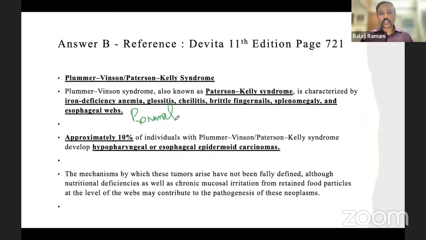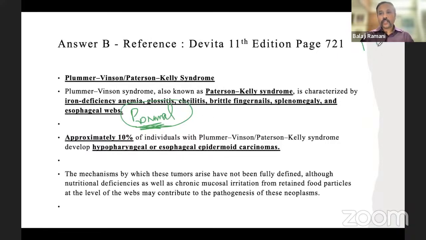One question that is usually asked is whether the development of carcinoma is going to be proximal to the web. This is the answer which is given in Bailey. So the question is, is it proximal? Is it distal? Is it at the web? Usually the answer is proximal to the web, because it is clearly mentioned in Bailey that the squamous cell carcinomas usually develop proximal to the web.